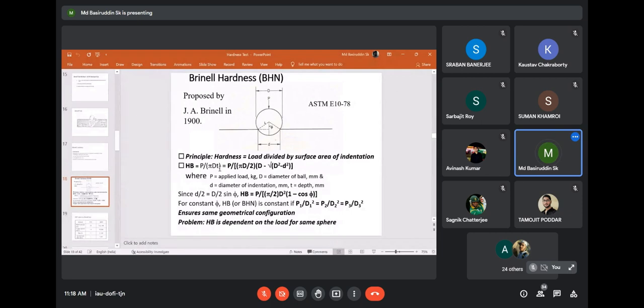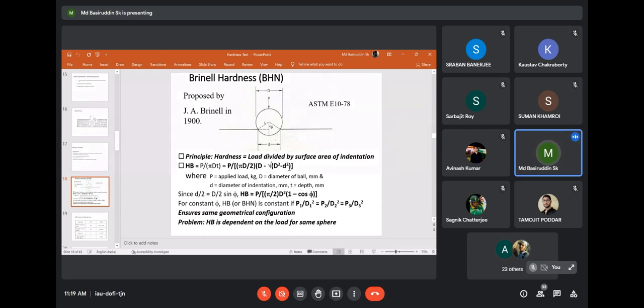So here, please try to find out t just by following this geometry. You know the capital D, or capital D by 2, you know the small d and small d by 2, and then by simple geometric formula you can replace t with this particular term, that is half of D minus root over of capital D square minus small d square. Now after doing the test, you have to measure this small d diameter, and that is enough for getting the HV values.